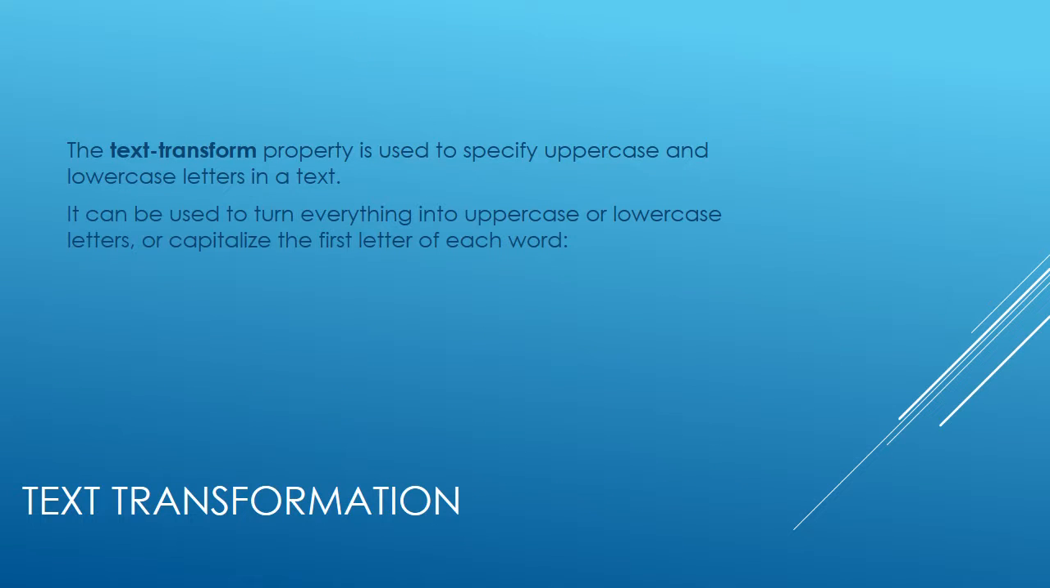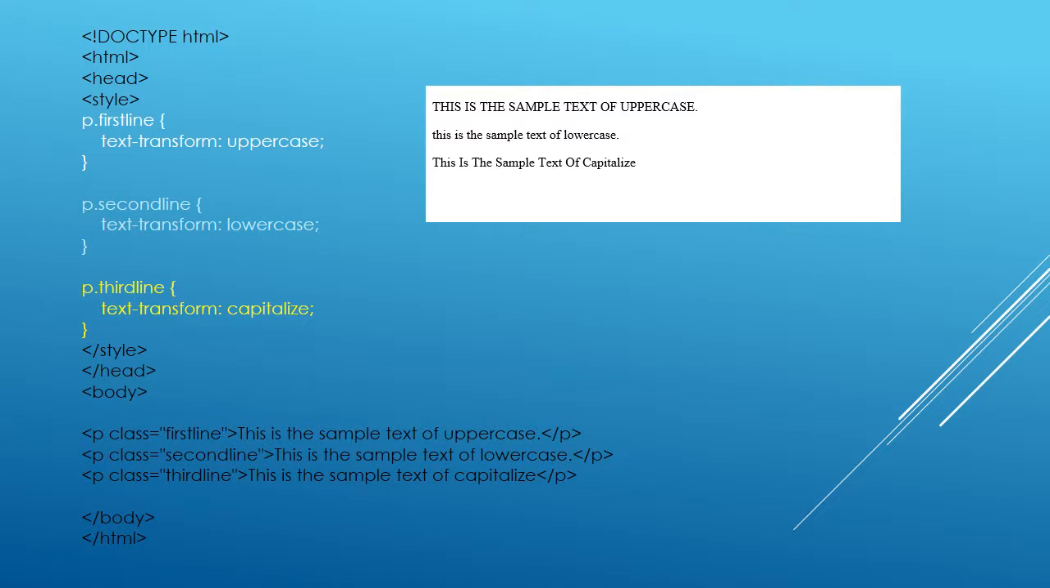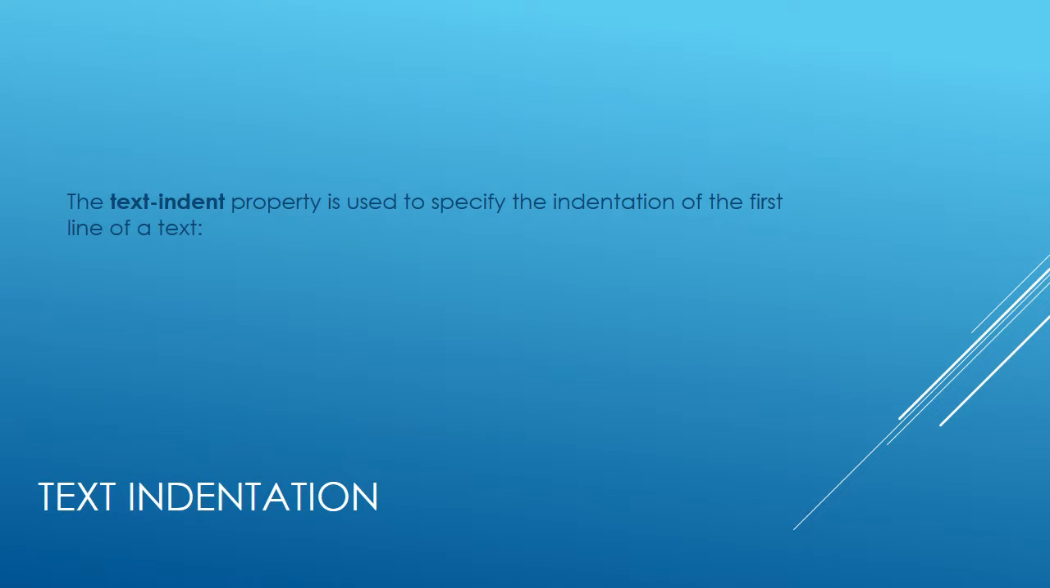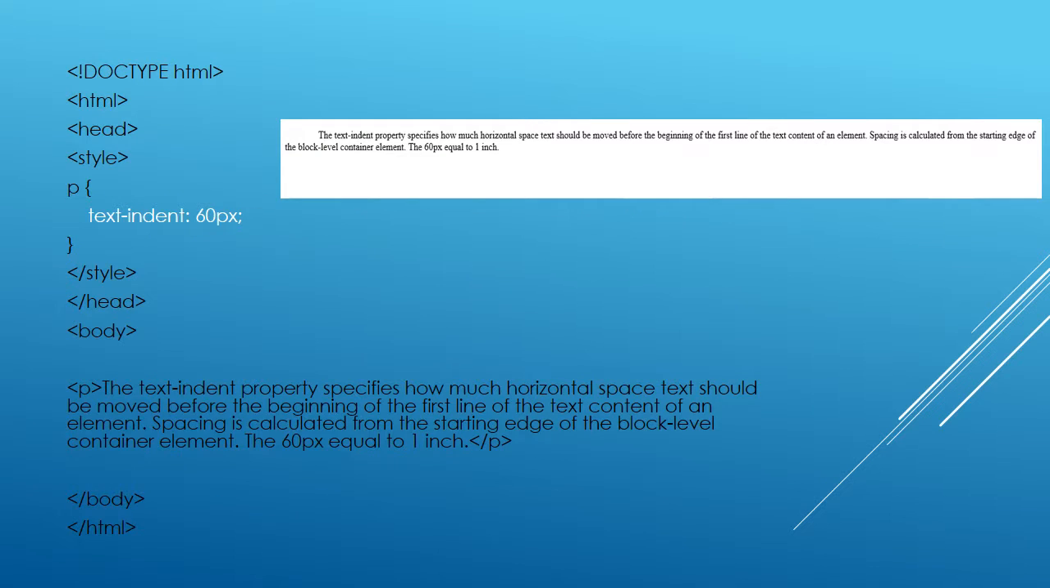The text-transform property is used to specify uppercase and lowercase letters in a text. It can be used to turn everything into uppercase or lowercase letters, or capitalize the first letter of each word. This is an example of text transformation. The text-indent property is used to specify the indentation of the first line of a text. An example of text-indent property.